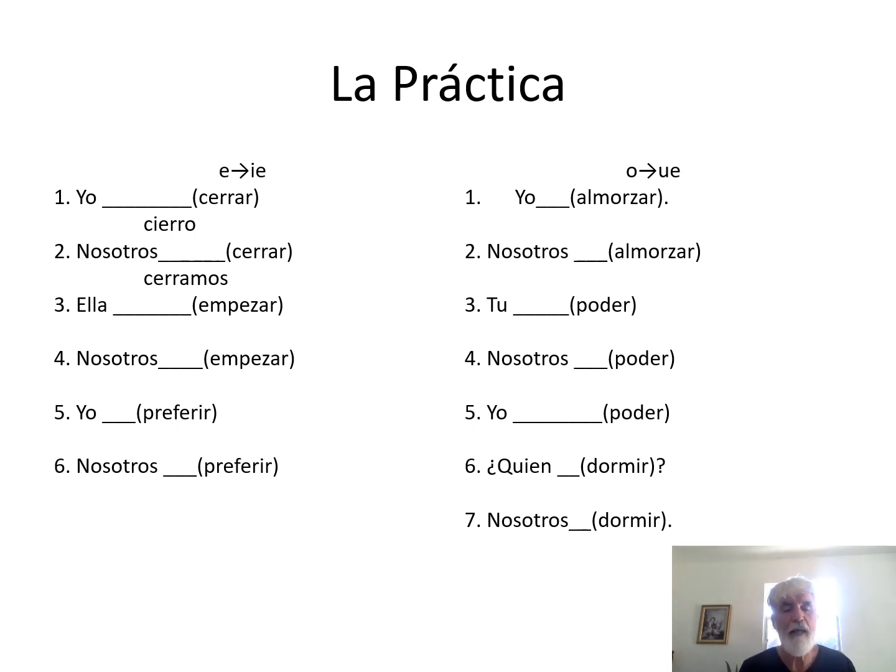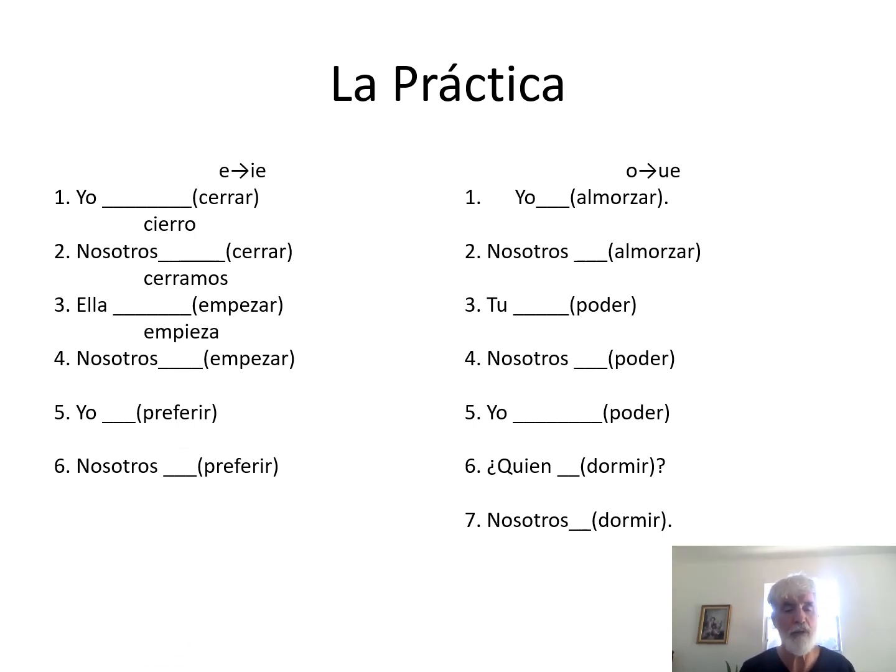What about empezar? Okay, with ella, she begins. Empezar means to begin. I want to conjugate that. Will there be a stem change? Yes, there's always a stem change with ella. Okay, and which E will it be? Well, because there's going to be two E's in the stem, the second E, always the E closest to the end. So ella empieza. Ella empieza.